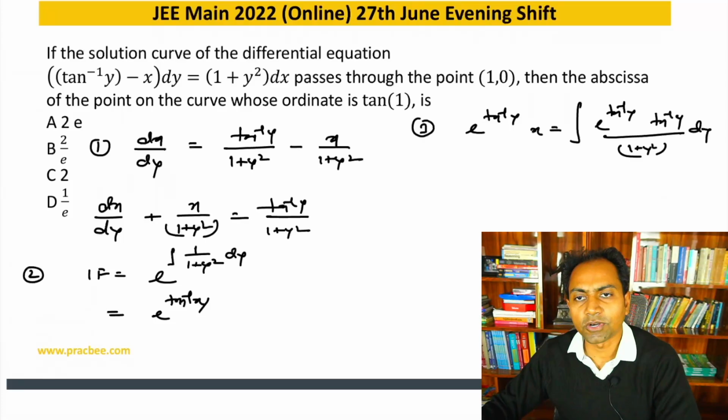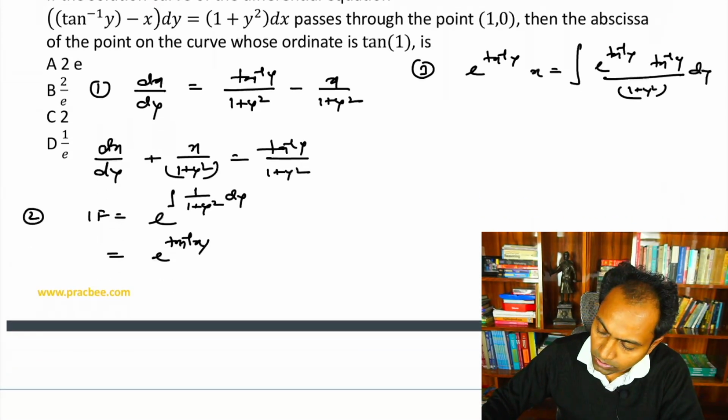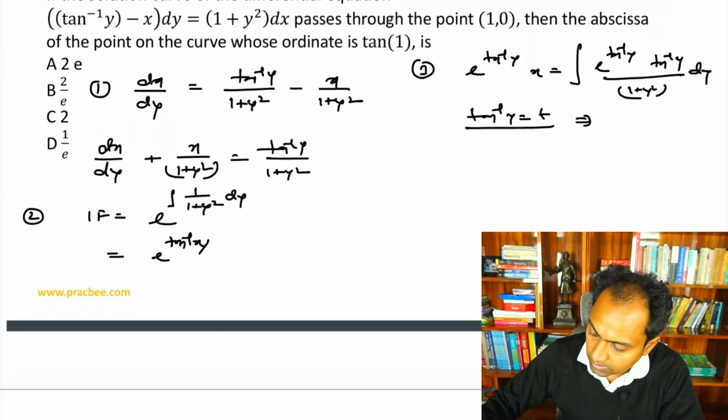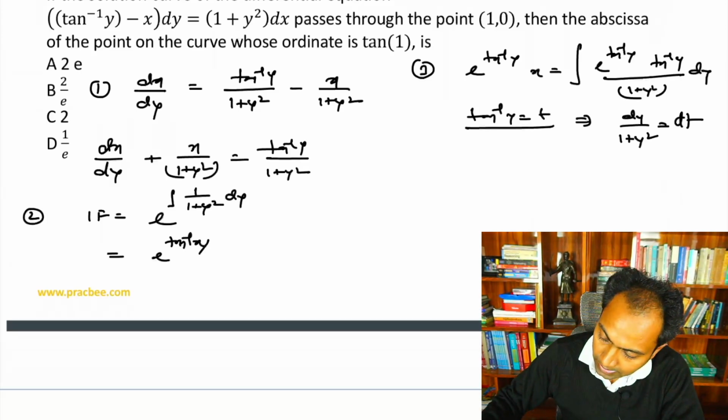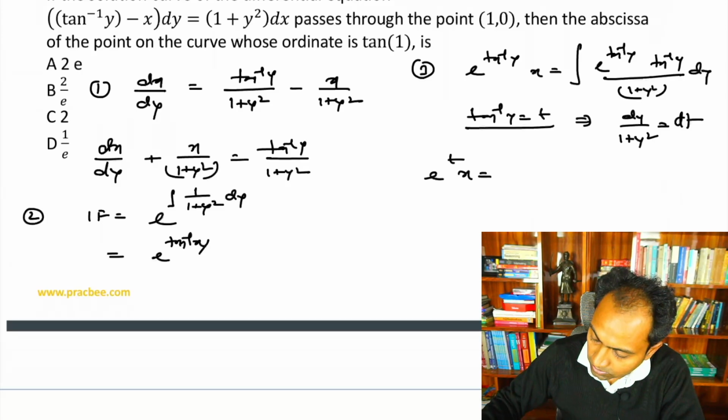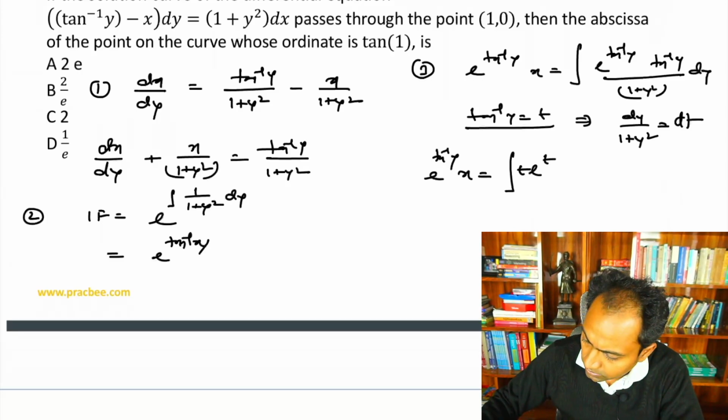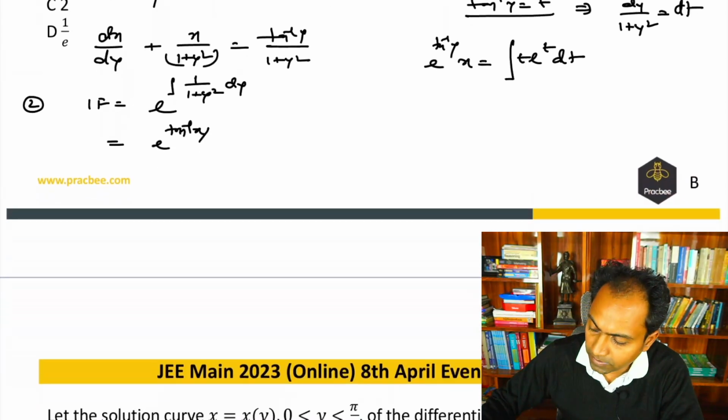Now see, integration is not very tough in this question, because all we need to do in order to integrate is put tan inverse y as t. As a result, dy by 1 plus y square will be equal to dt. Here also let us put t, and on the left hand side let us keep tan inverse y only. And here we can write it as nothing but the integral of e raised to the power t into t dt. And now we can apply integration by parts to get the answer.